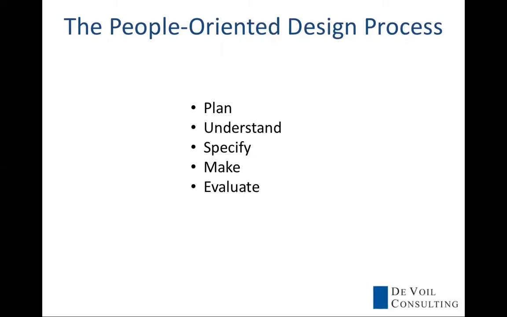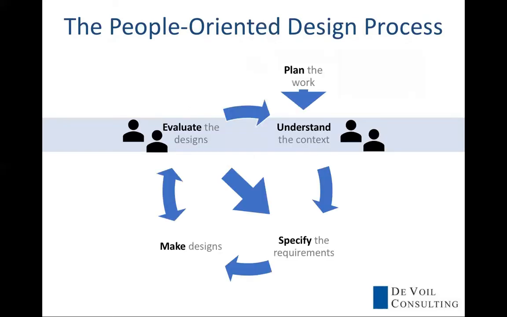But at the same time, everything that we're doing needs to be oriented towards those people, the people that we're doing it for. And it's a cycle. It's a cyclical process. There are 5 things that we have to do. We have to plan, we have to understand, we have to specify, we have to make, and we have to evaluate. So let's look at those in a bit more detail.